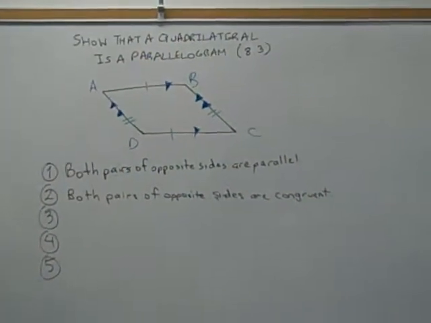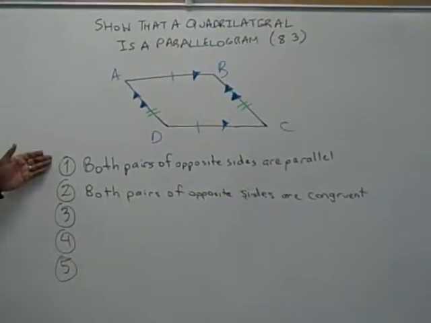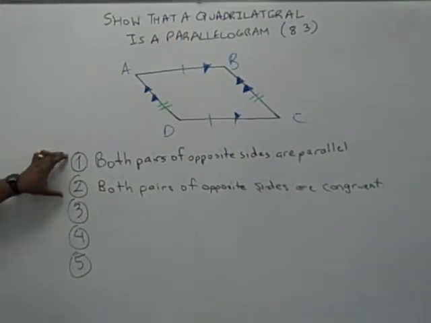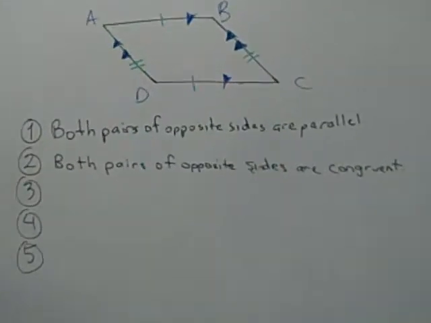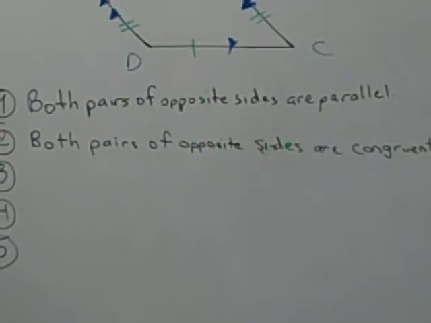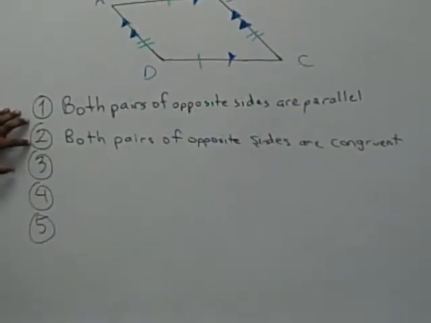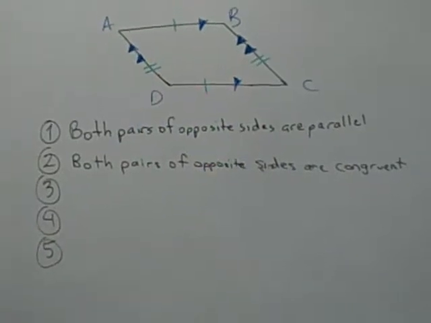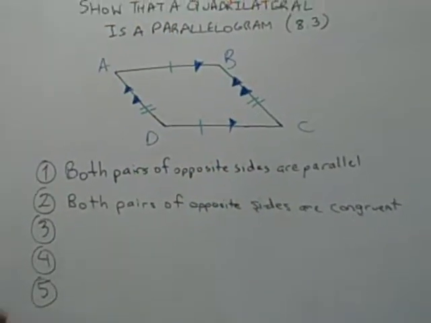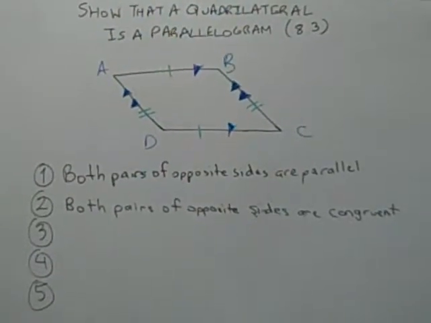Now, basically, when we did this yesterday, we put both these things together. However, these are separate ways. So if I can prove that both pairs of opposite sides are parallel or both pairs of opposite sides are congruent, then we can say that the quadrilateral is a parallelogram, okay? Now let's think about some other things we learned.